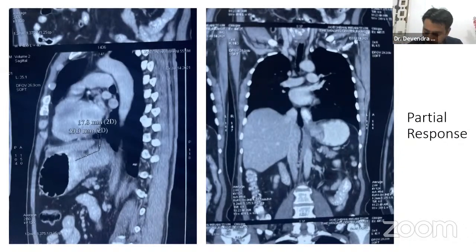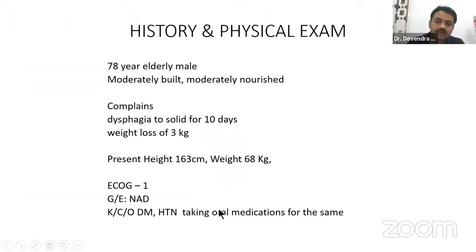I guess we shall go to the next case in the interest of time. Yeah, we can. So this is about the second case where now we will start with rapid fire.